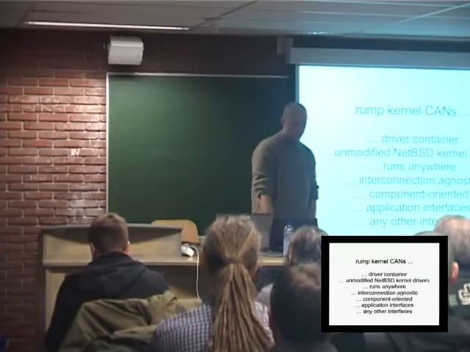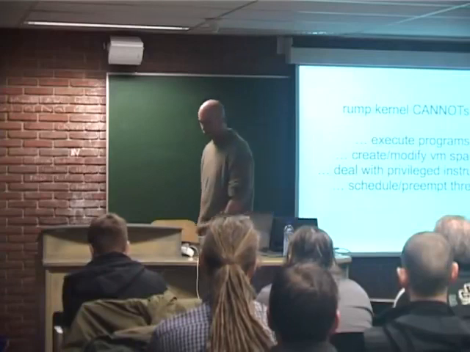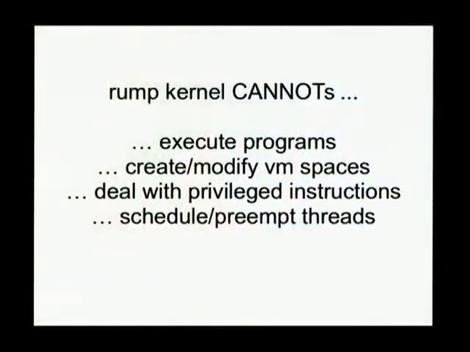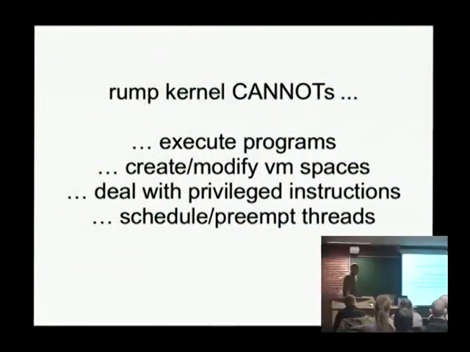Now, the more important thing, I think, is what you cannot do with them. You cannot execute programs, which means a rump kernel has no knowledge of what to do if you give it a binary. You can't run Firefox with a rump kernel, but you can run Firefox against a rump kernel. So instead of running the process in the rump kernel, you can use it in a library-like fashion.